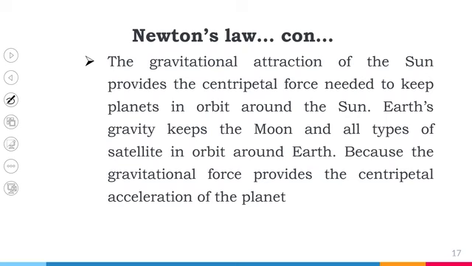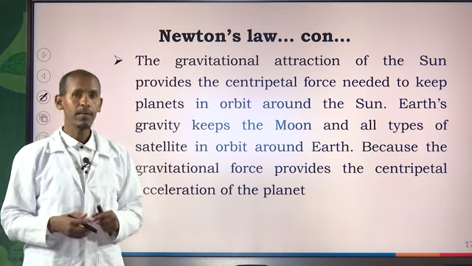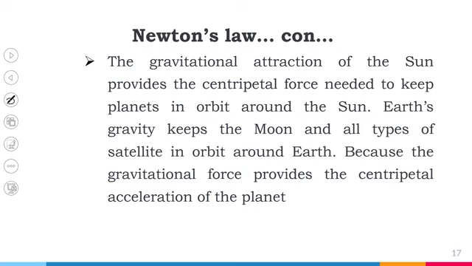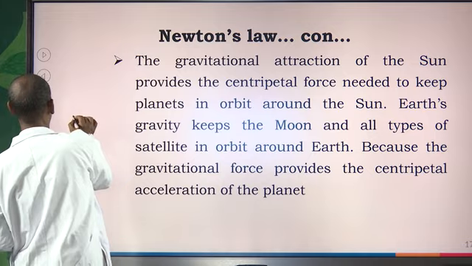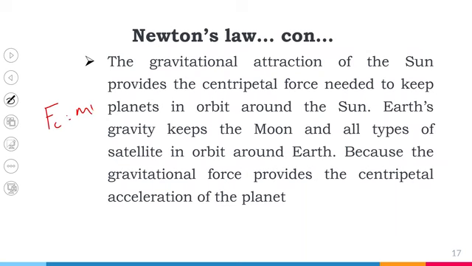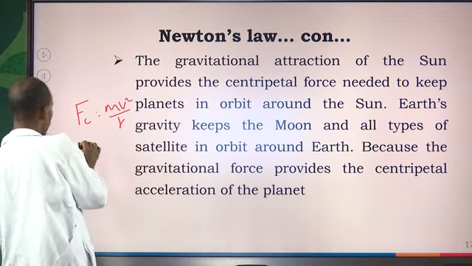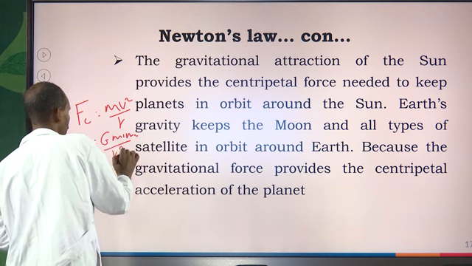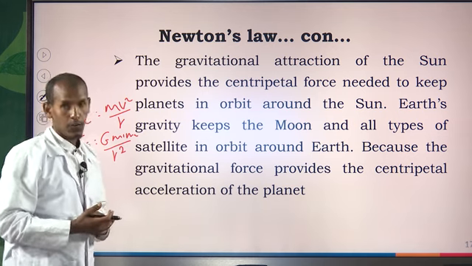The gravitational attraction of the sun provides the centripetal force needed to keep planets in orbit around the sun. Earth's gravity keeps the moon and all types of artificial satellites in orbit around the Earth, because the gravitational force provides the centripetal force. The centripetal force Fc equals mv square over r, which equals the gravitational force Fg, which means G times m1 m2 over r square. In other words, the centripetal force is the gravitational force between two objects.